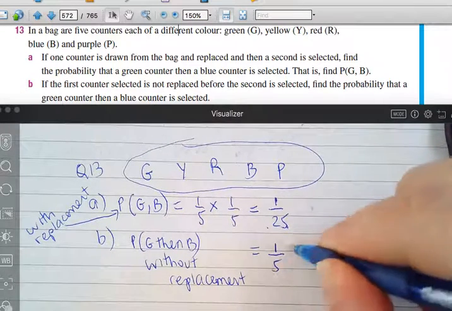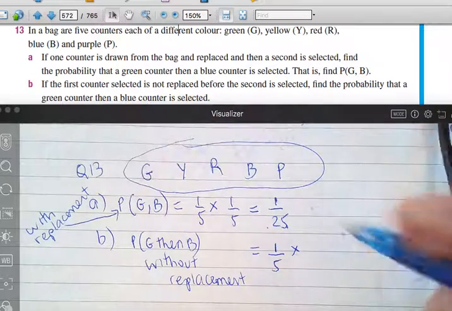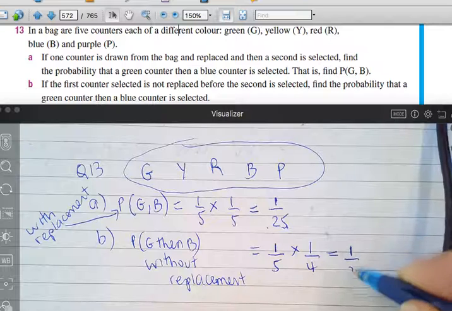Chance of a green is 1/5. I got the green, it's out. There's only 4 left. The chance of getting a blue is 1/4. So it's 1 out of 20.